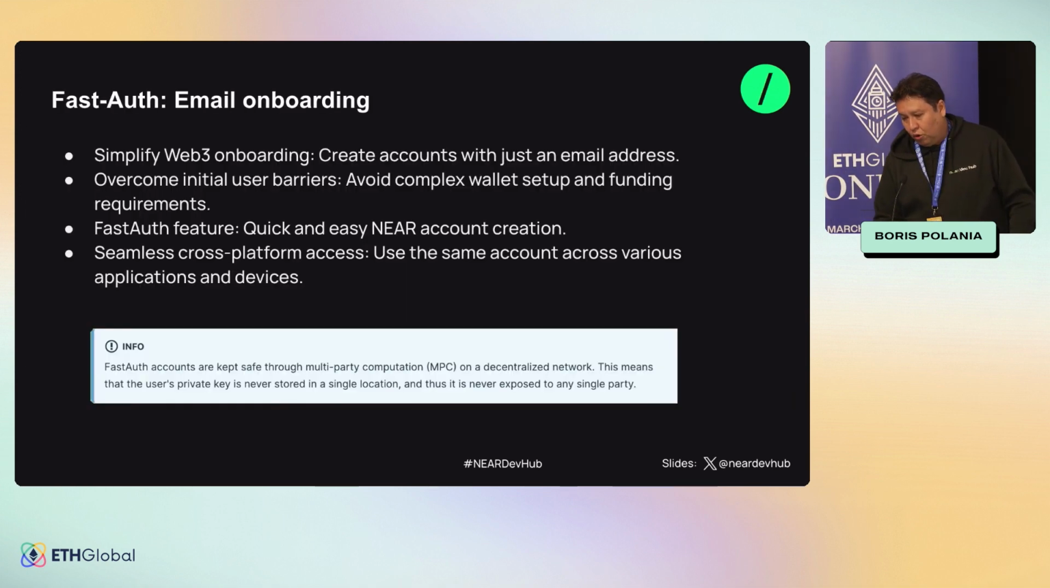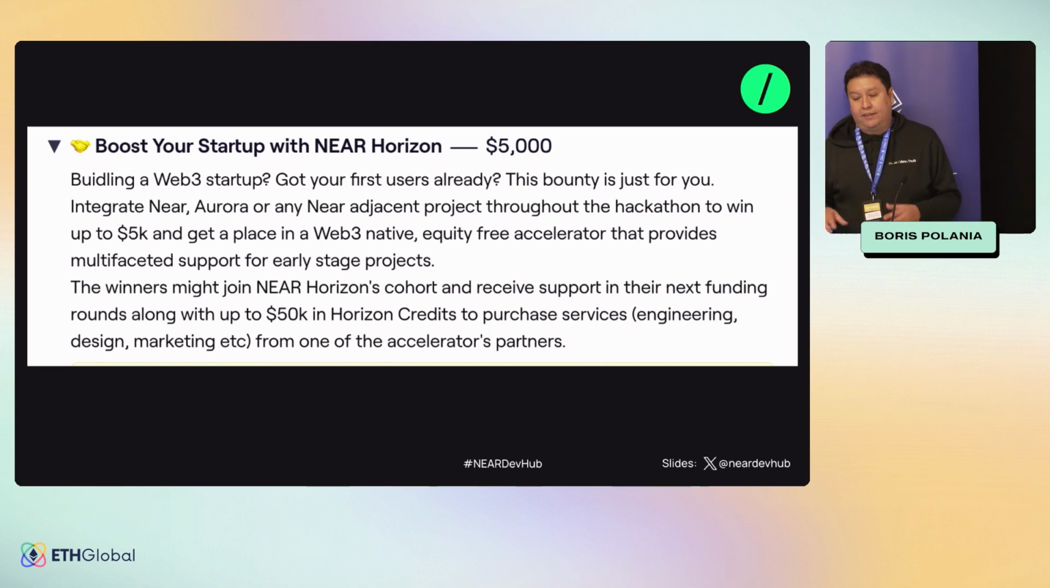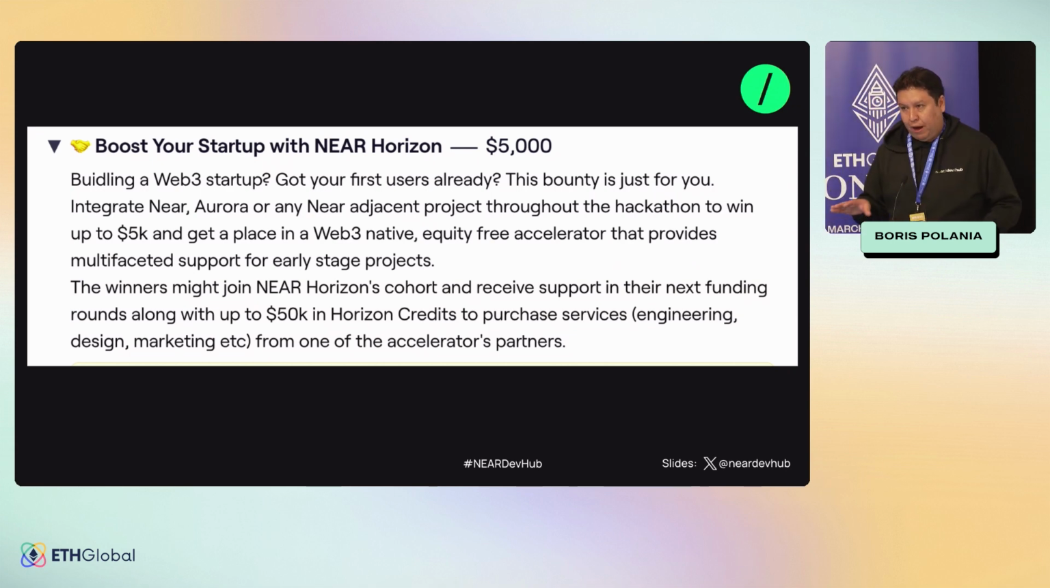Okay, so the bounties. I will go to the bounties and then I will talk about the code, because I want you to see the code, an easy way to deploy for the hackathon, right? That's why we are here, right? So we have two bounties. One is Boost Your Startup within the Horizon. So if you have a startup or a project already running, and you integrate any of the stack from Near, it could be Aurora, smart contracts, Boss, you will be eligible for this bounty. It's a $5,000 bounty.